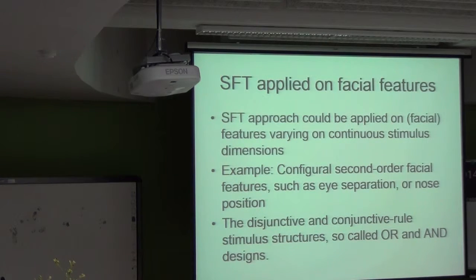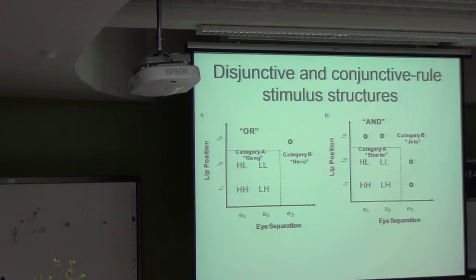Now, I'll just show you two cases where we apply the SFT in the case where we have a continuous stimulus dimension, where saliency is actually lying in a continuous dimension. And we take these configural second-order facial features, eye separation and nose position, and we show in these two cases conjunctive-rule stimulus structure, so-called OR and AND designs. So here it is. It looks maybe abstract, but we are not far away from the previous graph. Notice that I repositioned these four members here compared to the previous graph, but you can do whatever you wish, because you're the creator of the research design.